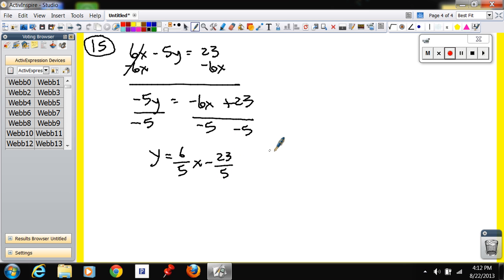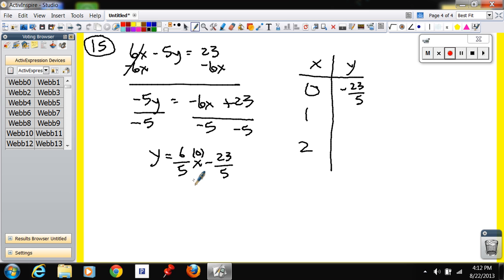23/5 and it's negative. So we need to get our x and y chart. We'll input a 0, a 1, and a 2. You probably know what's going to happen when I put in a 0. That's going to become 0, so it's just going to be negative 23/5. That's what happens when you put in a 0 here, so I'll put a little 0 on top. When you put in a 1, you're still going to get 6/5 minus 23/5. When you subtract those two, 6 minus 23, you are going to get negative 17/5.